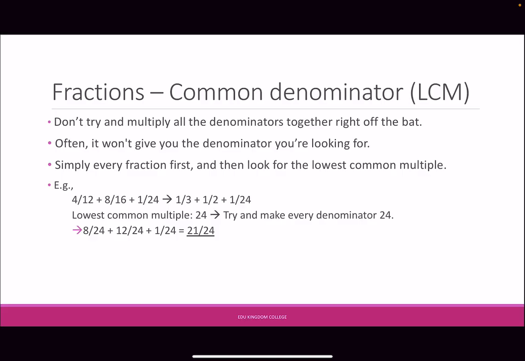And we can see that what we should be doing is simplifying first, and then looking for common multiples after we simplify and make that number smaller. So we have 4/12 plus 8/16 plus 1 over 24. Okay, when you simplify it, it becomes 1/3 plus 1/2 plus 1 over 24. And through these 3 denominators, we know that the lowest common multiple is 24. Okay, once we found that, then we're going to try and make every denominator this lowest common multiple. So for 1/3, we multiply top and bottom by 8 to give you 8 over 24. For 1/2, multiply top and bottom by 12, and then 1 over 24 you leave as is. Gives you the final answer.